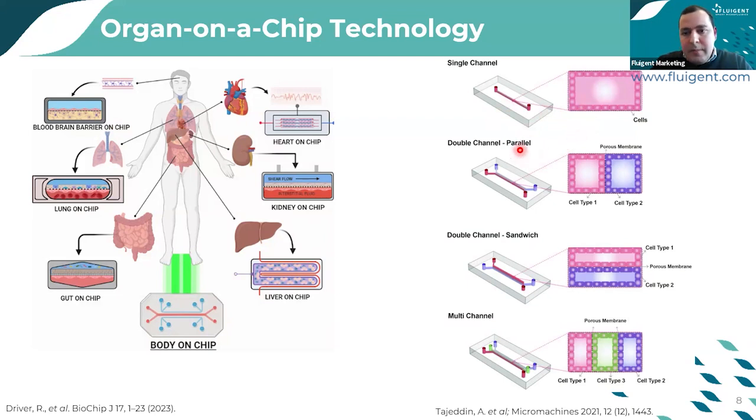The other type of microfluidic chip is the double channel parallel, where we'll have a porous membrane separating 2 types of cells that are adhered on the side channels of the microfluidic chip. In this case, we can do some advanced studies by comparing the 2 or mimicking more functionalities of the organ. And you have 2 types of it, for example, if you are working in a parallel mode or in a sandwich mode, if it is in the y-axis, z-axis, or the x-axis.